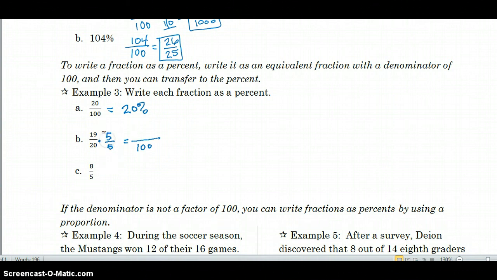And we have to do the same thing to the top because, again, we don't want to change the value of the problem. So we're multiplying times 5 over 5. So that gives us 95 over 100, or 95%. And then what are we going to choose to multiply times 5 to get 100? We're going to multiply times 20 over 20. And that'll give us 160 over 100. So that means that was 160%.